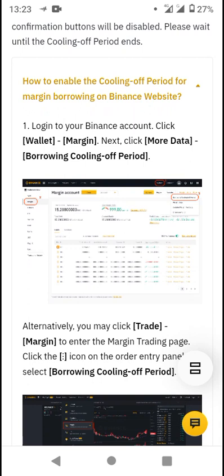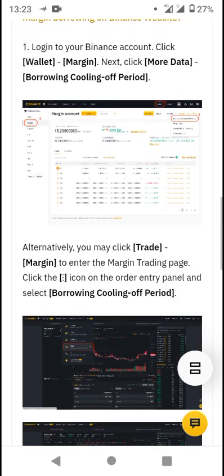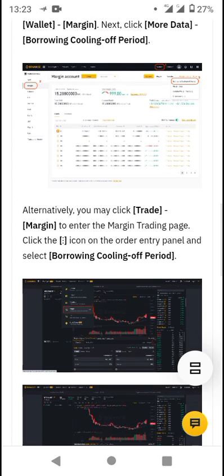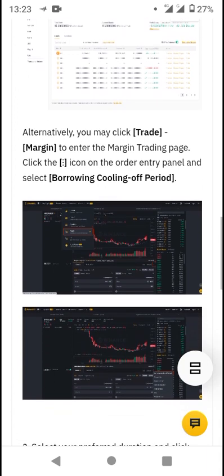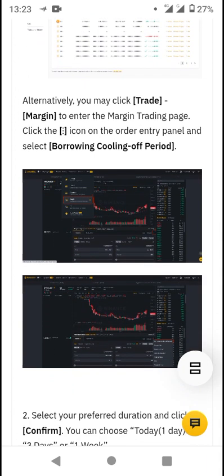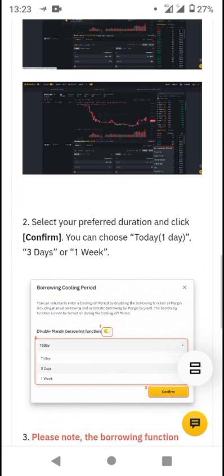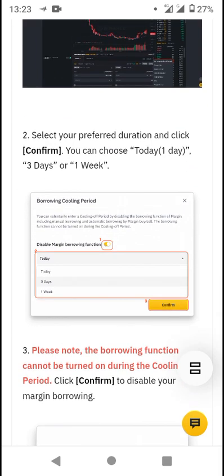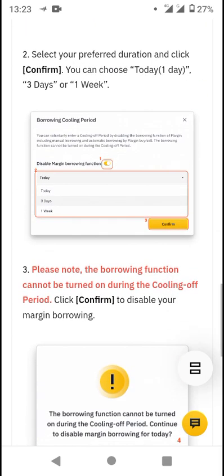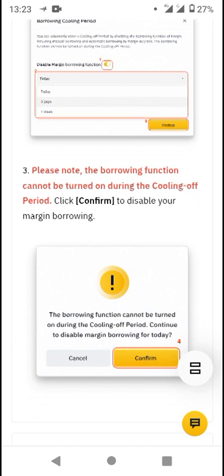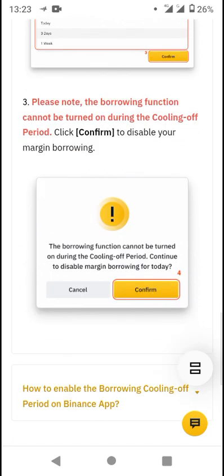To get access to these, you will need to log into your Binance account. As seen on the screen here, once you've logged into your Binance account, you can click on the cooling off period. Alternatively, you may click on the trade option, and once you click on it, you should be able to see the cooling off period. Then you can click on confirm to select your interval of 1 day, 3 days, or 1 week. Please note that the borrowing function cannot be turned on during the cooling off period. You can click confirm to disable your margin borrowing anytime.